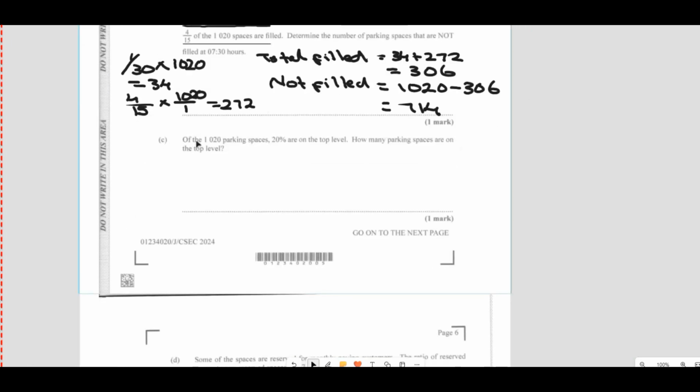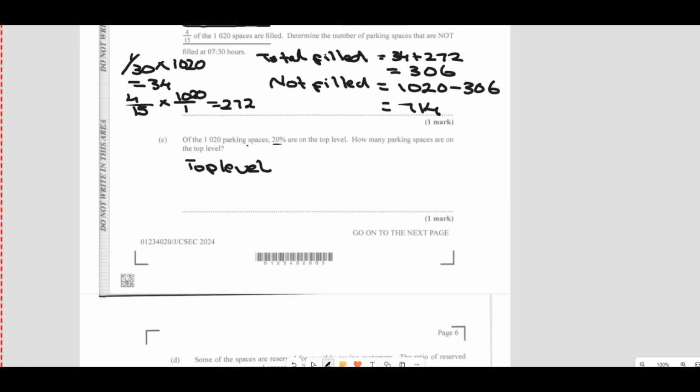Let's look at Part C. Of the 1,020 parking spaces, 20% are on the top level. How many parking spaces are on the top level? You simply say top level. Now there are 2 ways to do this. If you read the question, they said 20% are on the top level.